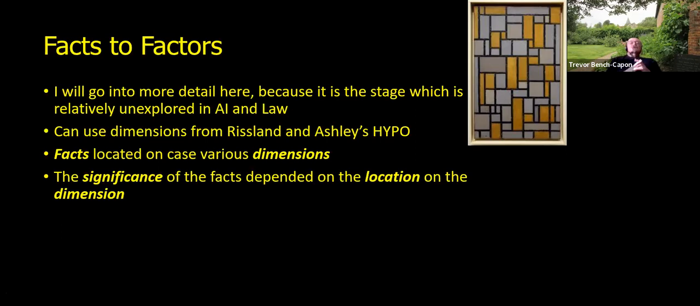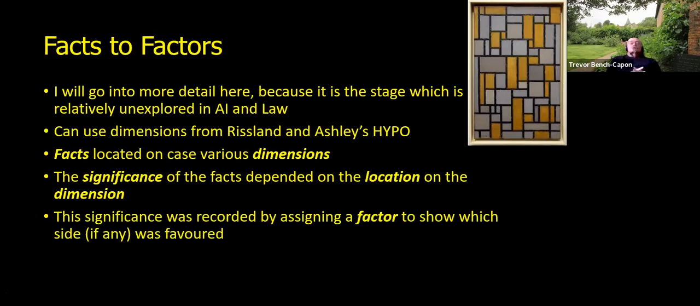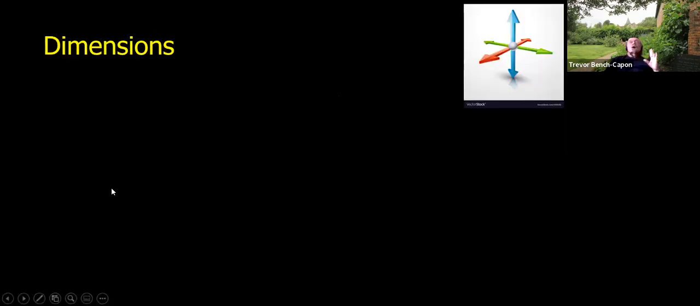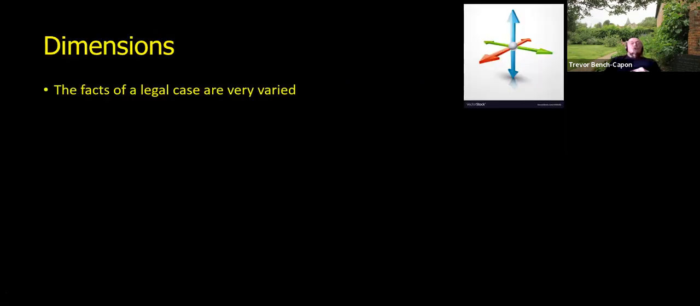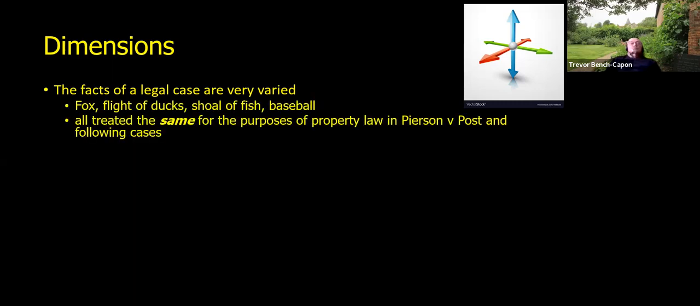So the significance of a fact depends on where on the dimension we locate the particular case. And the significance is recorded by assigning a factor to show which side, if any, is favoured. That factor corresponds to a range on the dimension. And we need dimensions because the facts of the cases are varied.